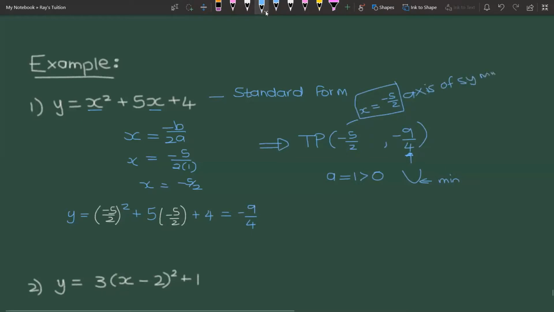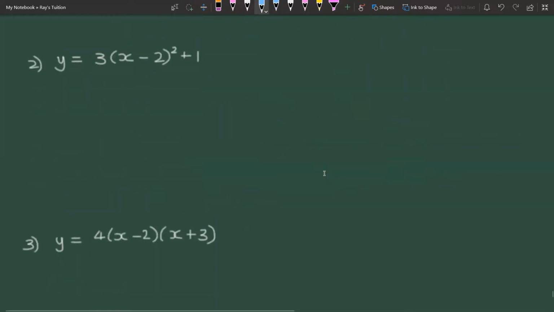So our turning point tells us quite a bit about our parabola. It tells us what is that axis of symmetry, what line do we fold it on to get it exactly in half, and what is the minimum or maximum value that we have for our parabola. Let's have a look at another example.